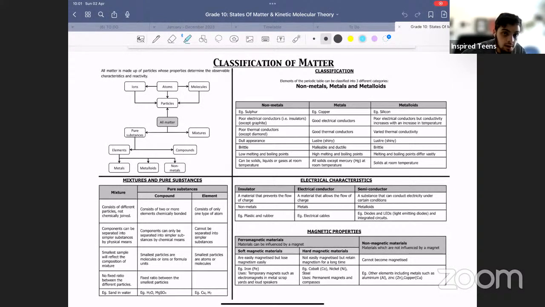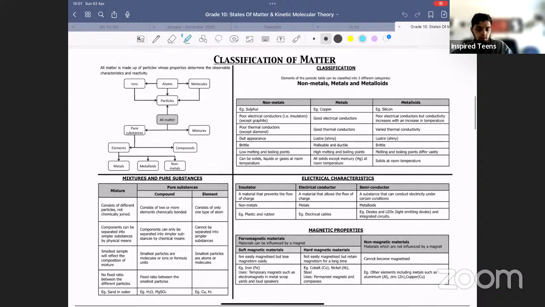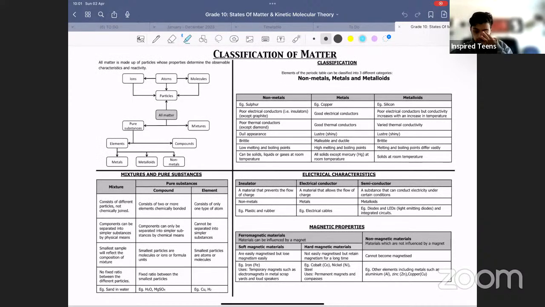Okay, let's continue. So, this is a very theoretical subject. There is quite a bit of theory. So we're going to go through the theory and then hopefully eventually we can get to some questions and take it from there. Okay. So firstly, classification of matter.